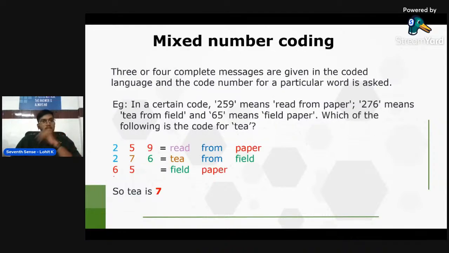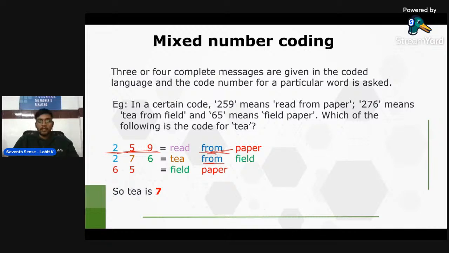Now this is mixed number coding. In mixed number coding, instead of giving letters, they will be using numbers. That is the only difference you're going to have here. The same thing you have to do: just compare the sentences and segregate the numbers for each word. When you compare the first and the second sentence, you can see that "from" is common in both. Now what is the number which is common? It is 2. So 2 will be represented for "from" here.